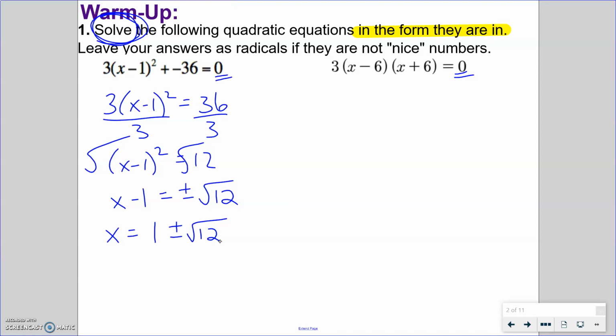Square root of 12 might reduce, so I need to think about what are all those perfect square numbers. So 4, 9, 16, 25. The largest of those that 12 divides by nicely is 4. The square root of 4 is 2, and we don't know the square root of 3, so the square root of 3 kind of stays put.